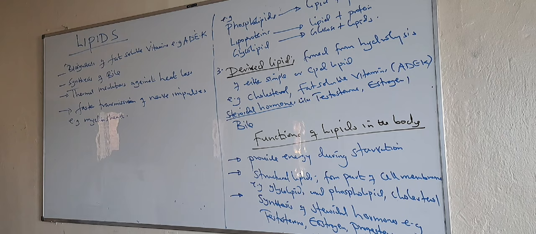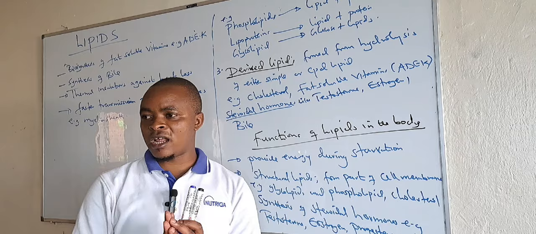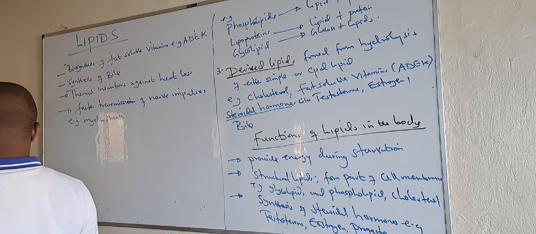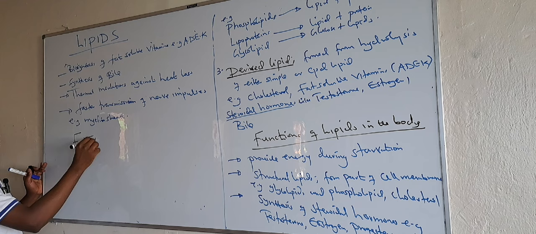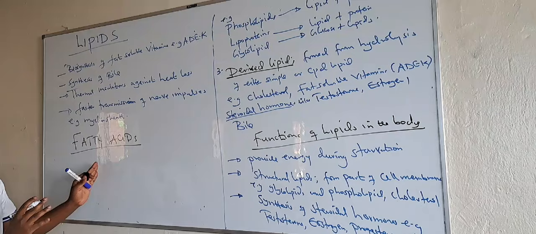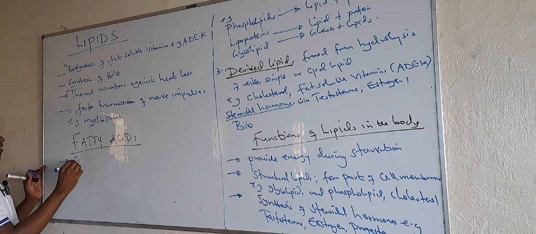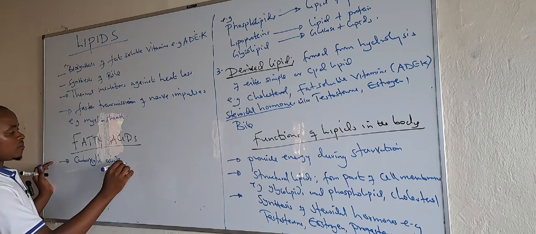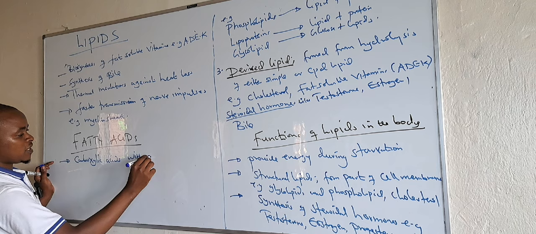After looking at this, we can also go and talk about fatty acids. Many students normally mix up fatty acids with lipids. Yes, we have seen fatty acids are components of lipids, so it is like a subset of lipids. These fatty acids are long hydrocarbon chains. They are carboxylic acids with a long hydrocarbon chain.